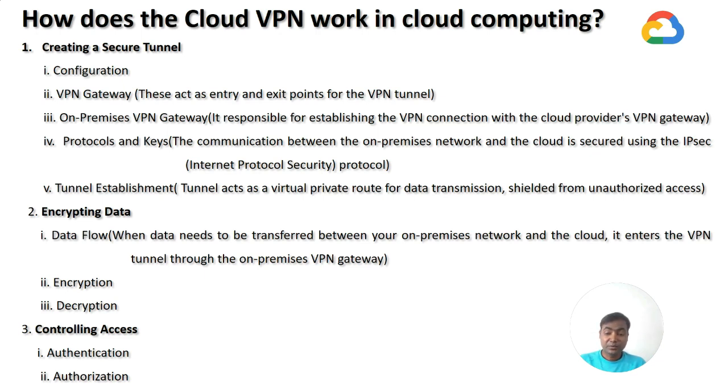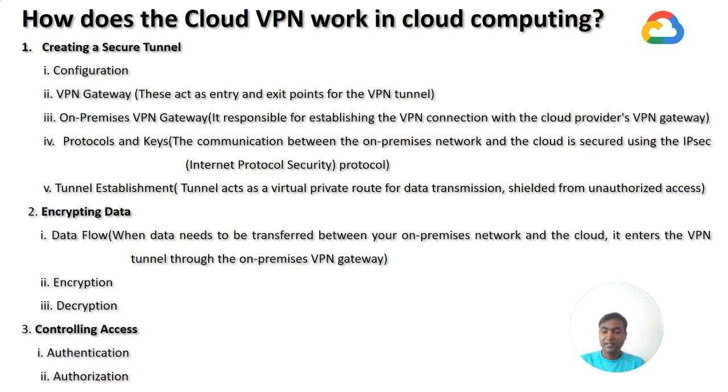Next, the protocol and keys. You can configure the designated VPN protocol and establish a secure key exchange between the VPN gateway and your on-premises network. This key encrypts and decrypts the data processed through the tunnel.